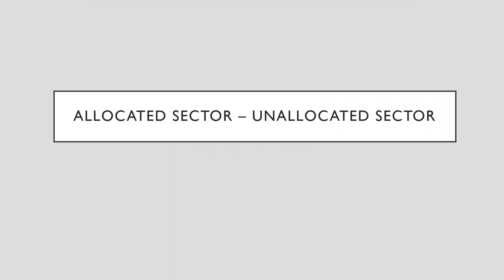We have two other terms here, allocated sector and unallocated sector. If any area on the disk is marked as allocated, there is file information on that area. When a user tries to create a new file on the disk, this area cannot be available for that file. The operating system says it's full: you cannot use this area for a new file, please try to find another place, another unallocated sector. An unallocated sector is a place that is available for data storage.